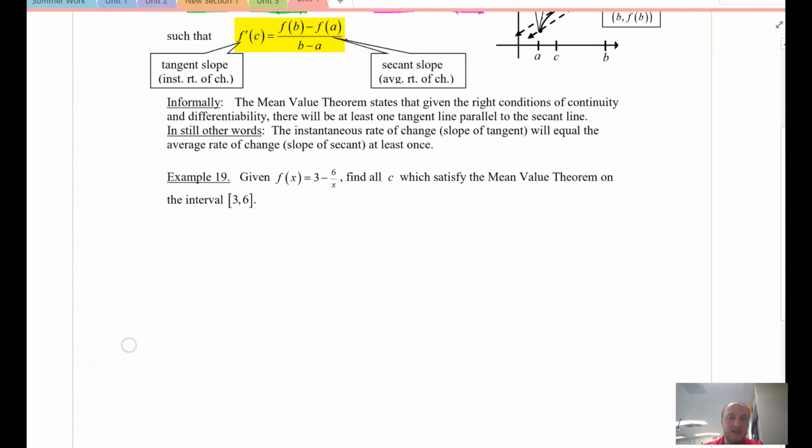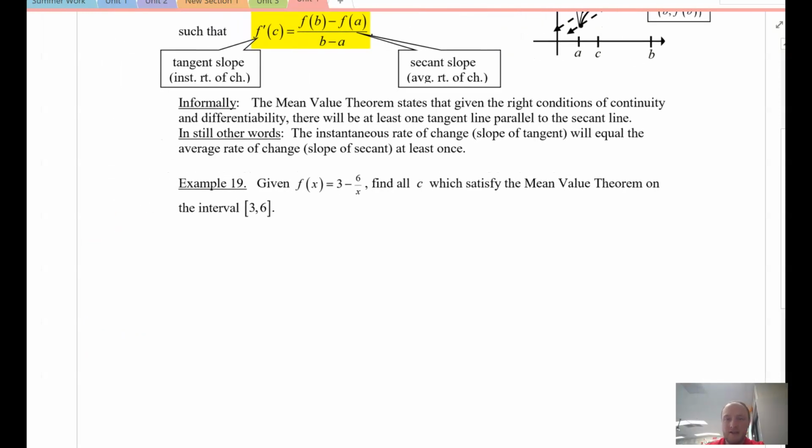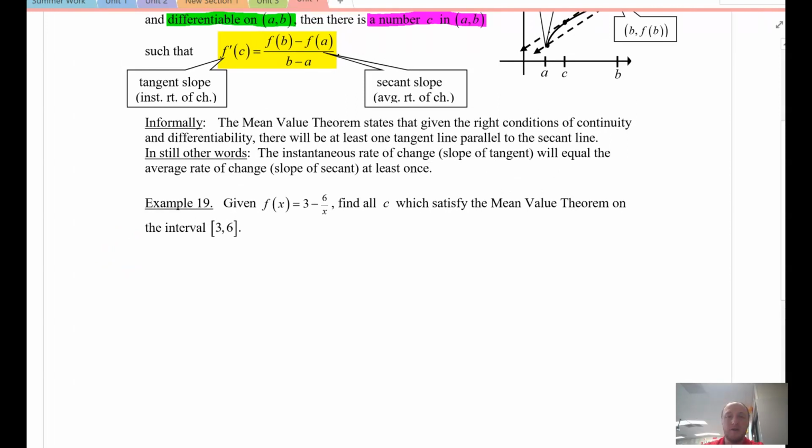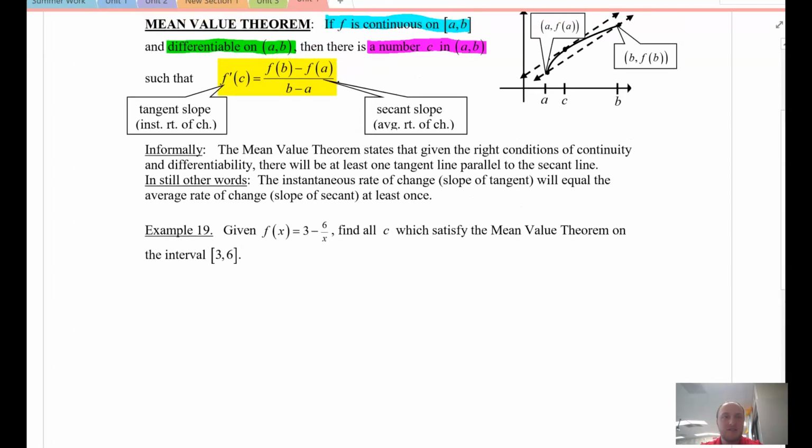Given f of x equals 3 minus 6 over x, find all c which satisfy the mean value theorem on [3, 6]. So we have to satisfy a couple of conditions. The first condition: is it continuous on the interval 3 to 6? Here, the only discontinuity point is that x cannot be 0 for f of x. So step 1, it is continuous on [a, b].